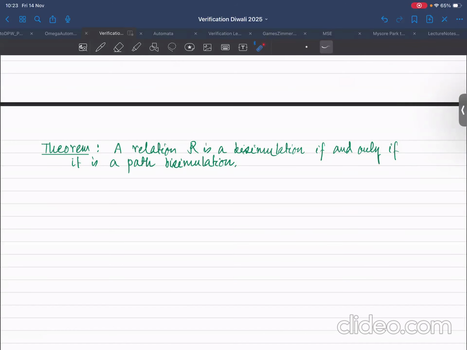Now, how do you prove such a thing? Which side is easy? So that if it is a bisimulation, it is also a path bisimulation, and path bisimulation implies bisimulation. Both are not difficult, but if I start with this direction, that a path bisimulation is a bisimulation, then why is it true?